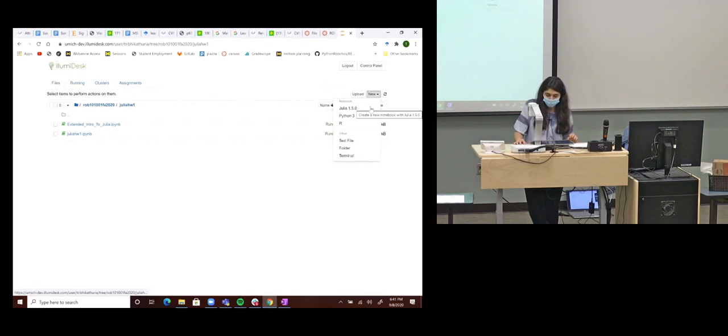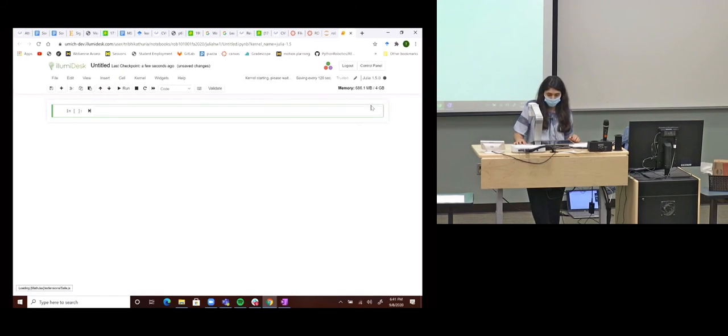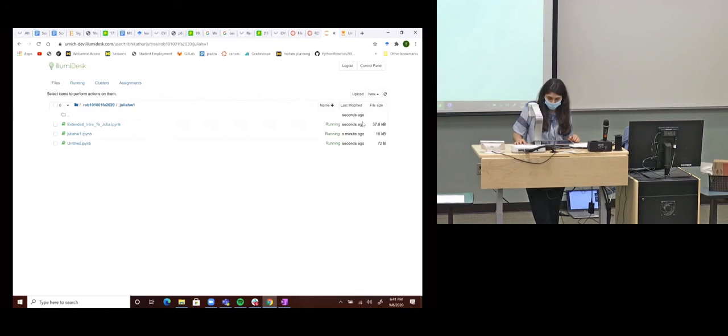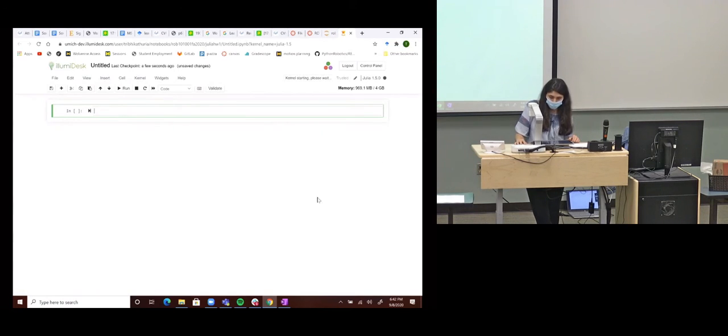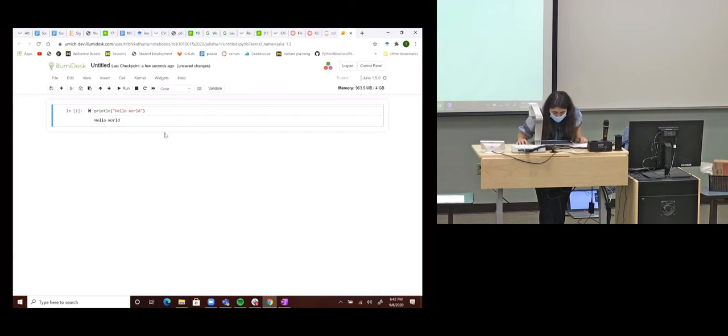If you want to open a completely blank new Julia kernel, the way is to just go here, click on New, and select Julia. It'll take a while because the kernel restarts every time you open a notebook. But you can do the basic stuff like print hello world, and then Control Enter to run the current block. So I think that's about it for, oh no.